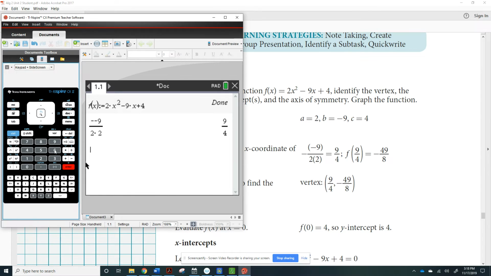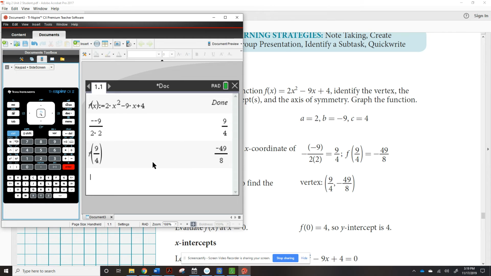Now, because we've got this defined up here, you can do f parentheses, and you can type in 9 over 4. Well, I'm also going to type in second answer because the calculator knows that was my last answer. So I'm going to plug in my answer right there, close my parentheses, and when I press enter, you'll see that it even plugged it in for me. It changed it. That's what the answer was, 9 over 4. And it evaluated that for me, and it came out to be negative 49 over 8, which is exactly what we got over here.